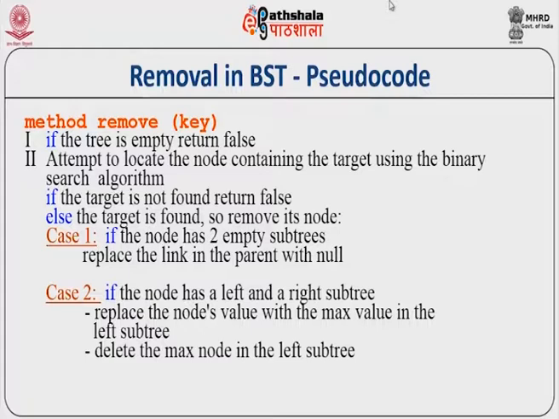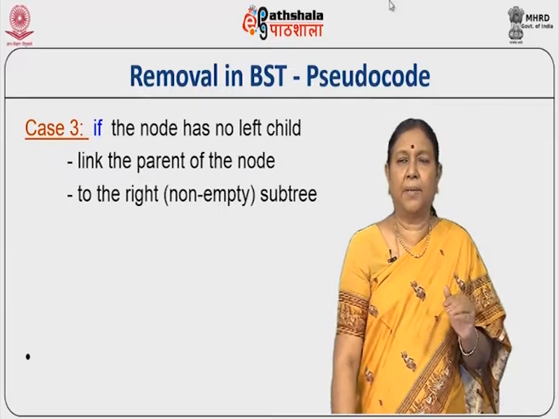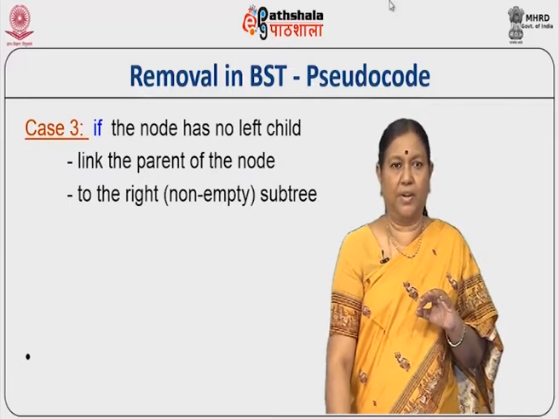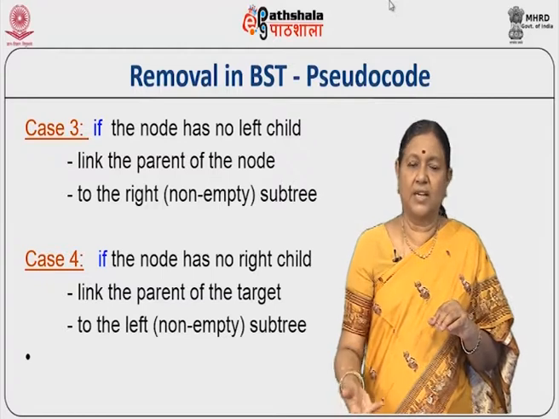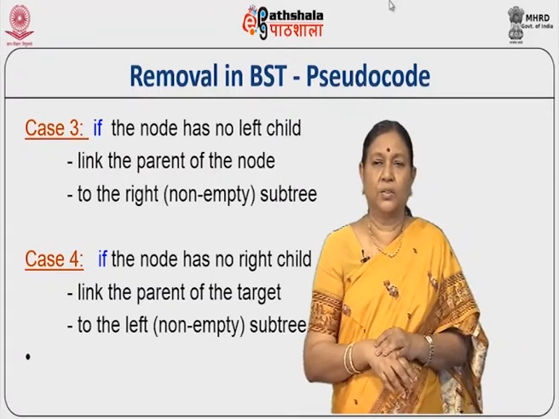Okay. That means in the left subtree, here he is considering the in order predecessor. Delete the node in the left subtree. Otherwise it will come in the right subtree. So, I am just telling both cases. If the node has no left child, link the parent of the node to the right subtree, and if the node has no right child, link the parent of the target to the left subtree. Okay. So, these are the 4 cases.